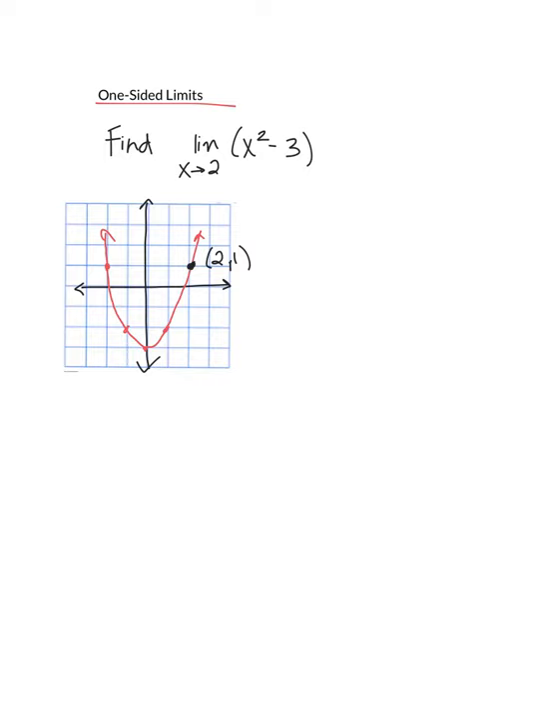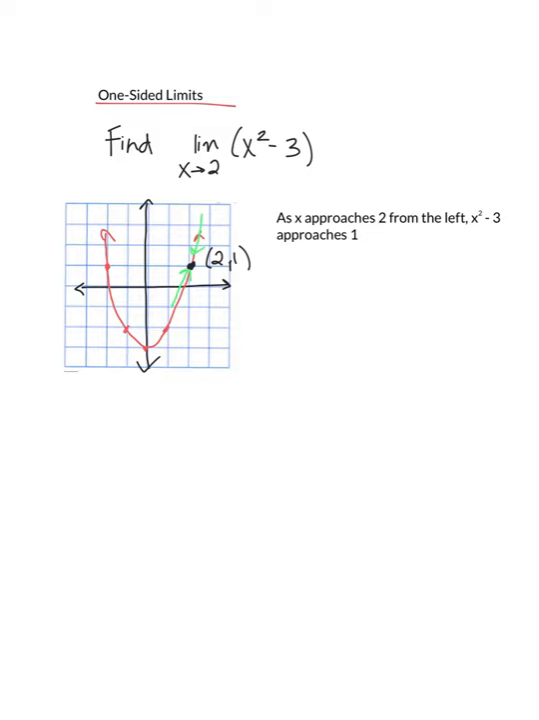Now if I take a look and I approach 2 from the left, that's the green arrow I have drawn in here, that limit is going to equal 1. And the exact same thing happens if I approach it from the right. Again, the limit as x approaches 2 from the right is going to be 1.